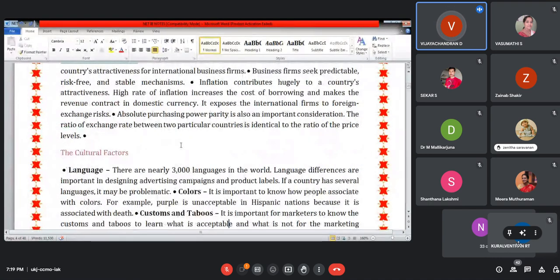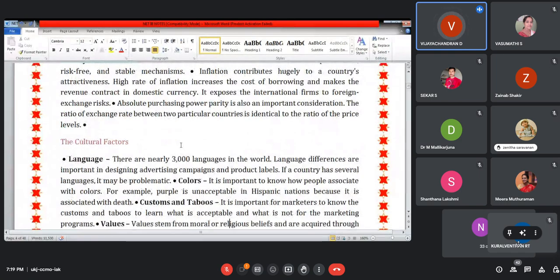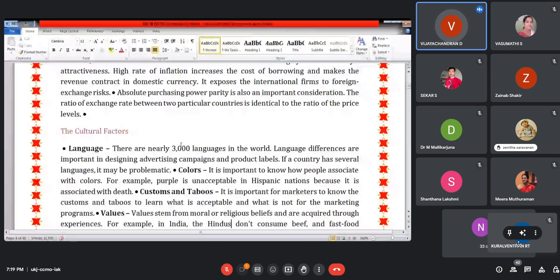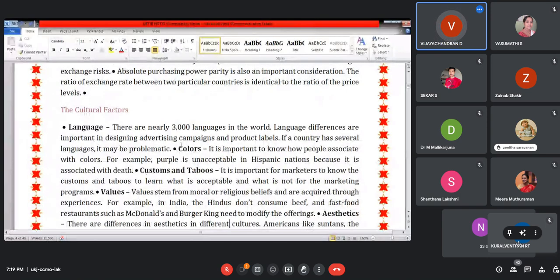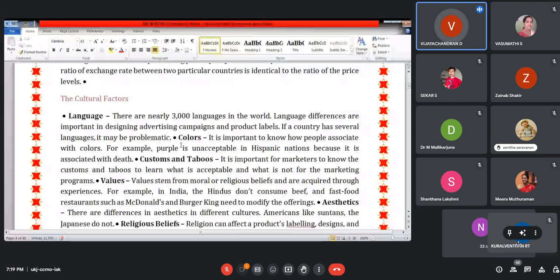And also the cultural factor, the languages. Across the world, there are 3,000 languages. So language differences are important in designing your advertisement. Also the colors, as I told you. For example, the color purple is unacceptable to the Hispanic nations. So people are color sensitive.